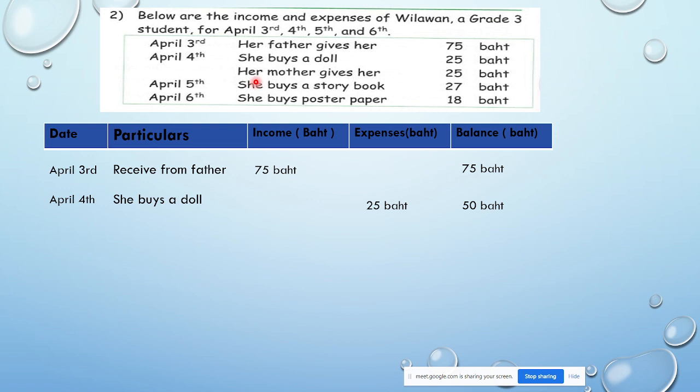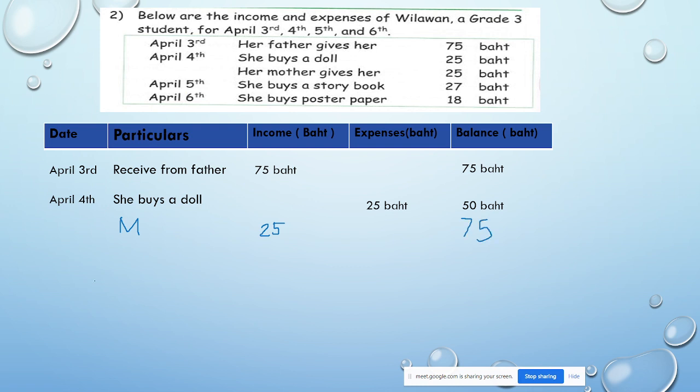But on the same day, her mother gives her 25 baht. So is that an income or an expense? Income. Yes, I will just write here. Mother gives her 25 baht. So that's an income. So how much money does she have now? 50 plus 25 is 75 baht.